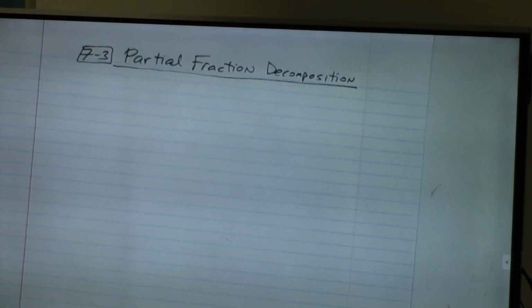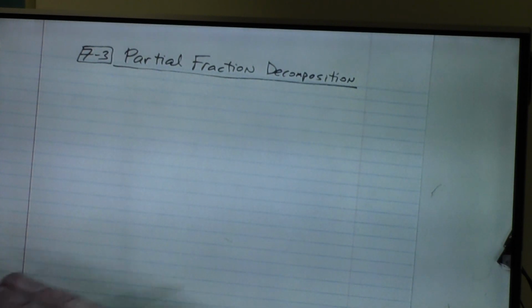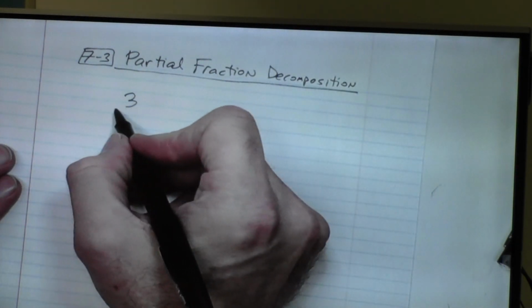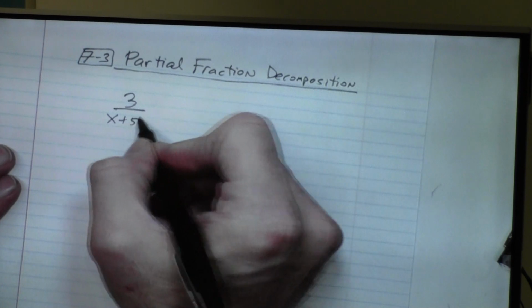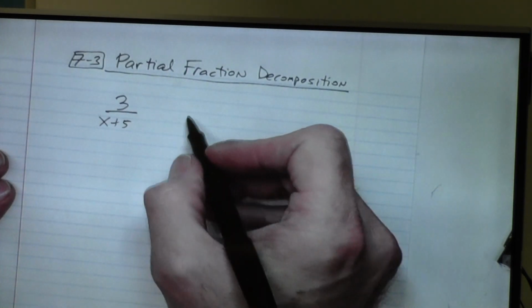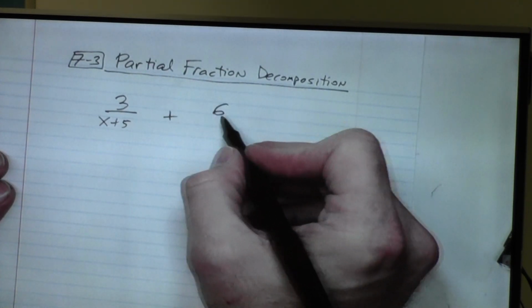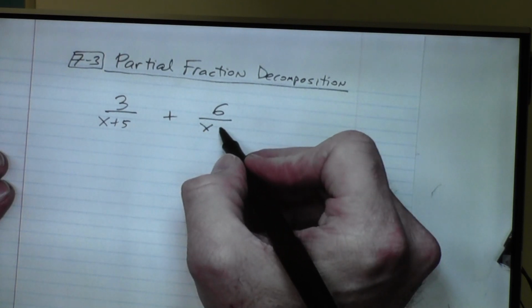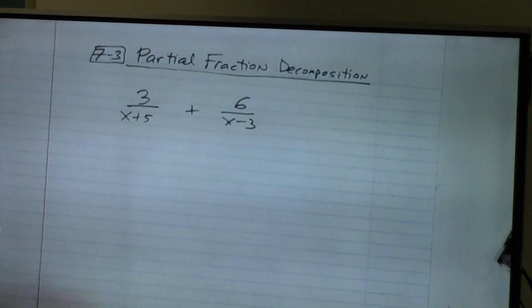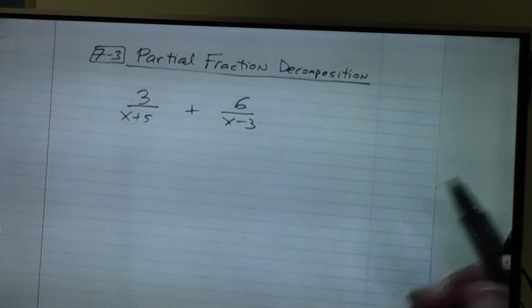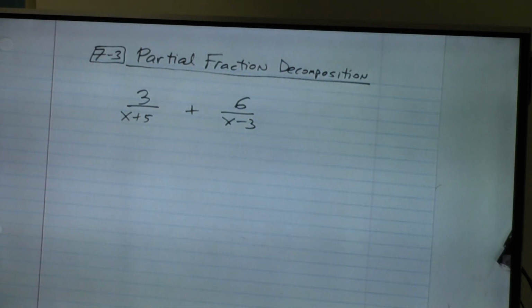So I want to start off with an adding problem like this. What we're going to do, write down 3 over x plus 5 plus 6 over x minus 3. That's a pretty simple kind of adding of two rationals, adding two rational expressions.